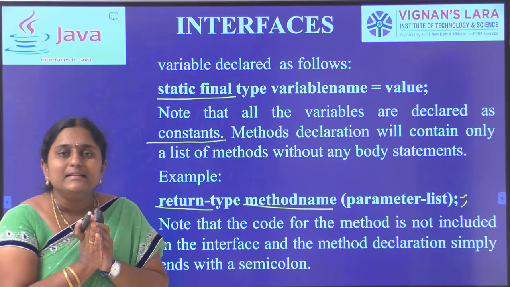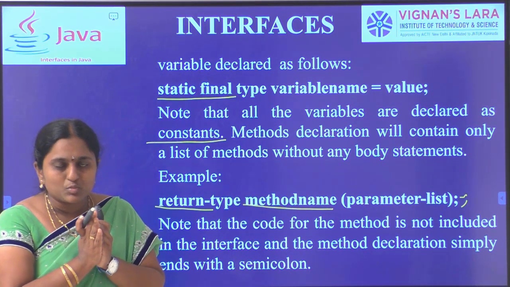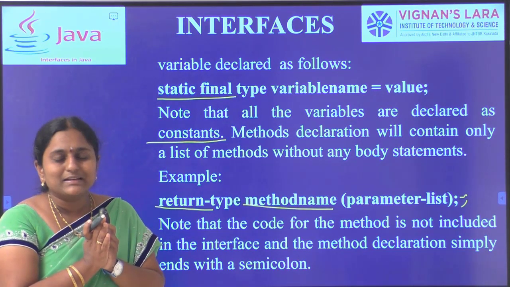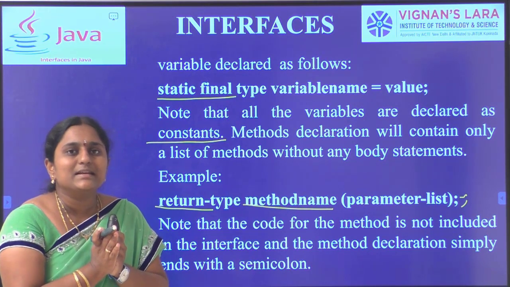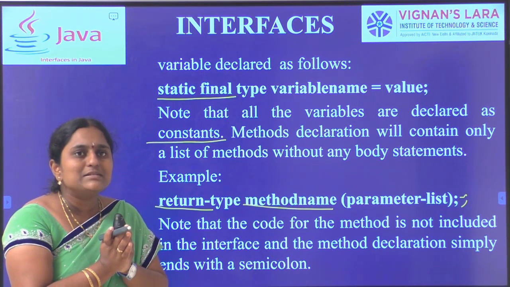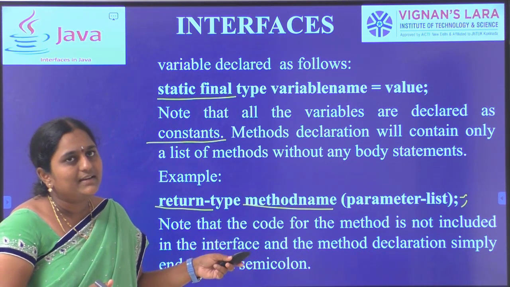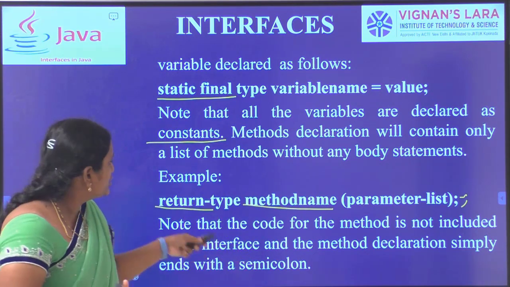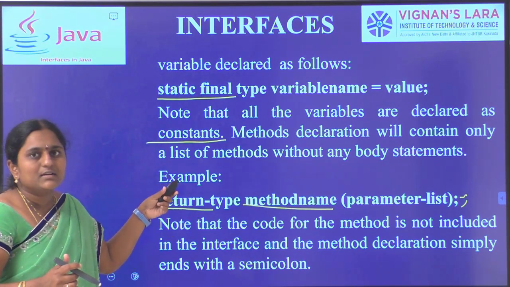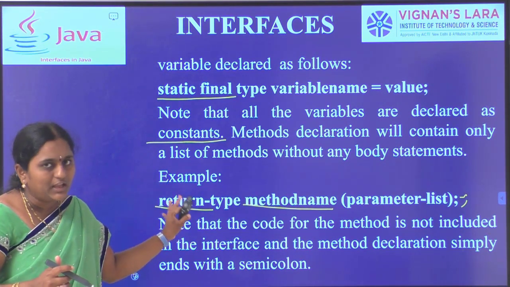What is an interface? Interface is similar to a class. Both interface and class are keywords. But a class contains variables and method declarations with the body. An interface also contains variables and methods. All the variables defined within the interface should be static and final variables. All the methods declared within the interface should have the public access specifier. I will explain public later. Any method defined within the interface contains only method declarations without any body.